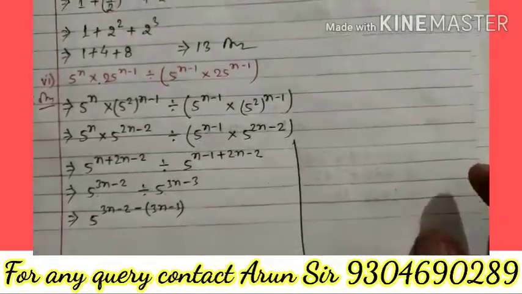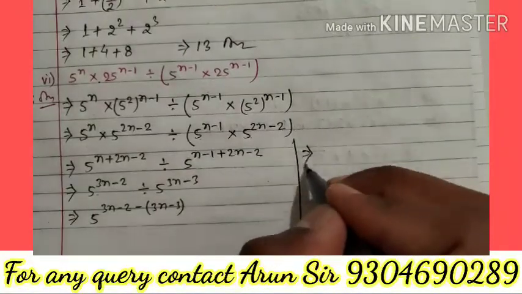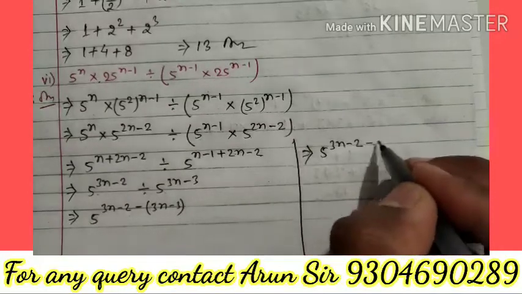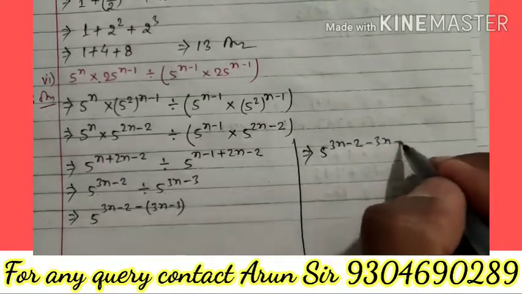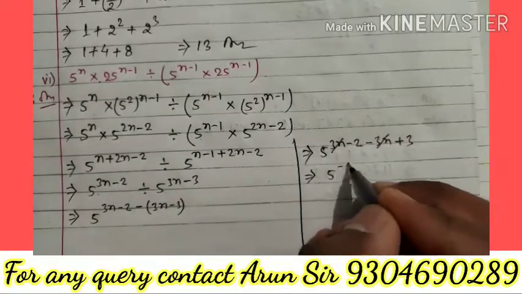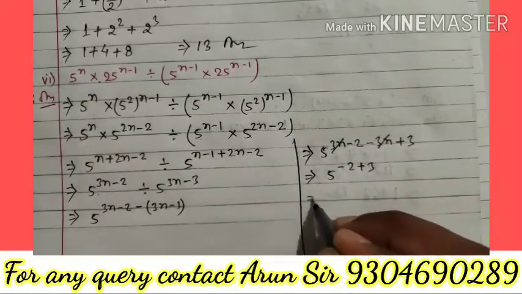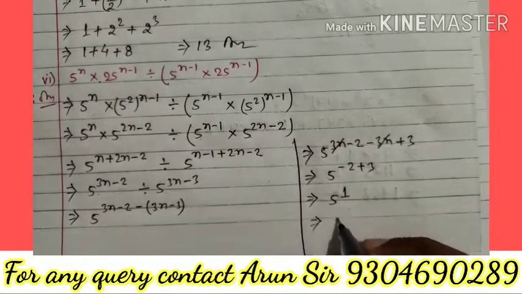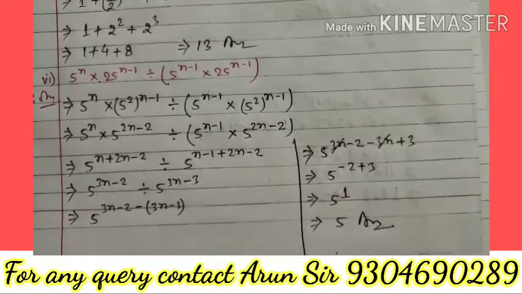In the next step, 5 to the power 3n minus 2, minus plus minus 3n, minus minus plus 3. This 3n cancelled. 5 to the power minus 2 plus 3. 5 to the power minus 2 plus 3, that is 1. Therefore your answer will be 5. This will be your answer.